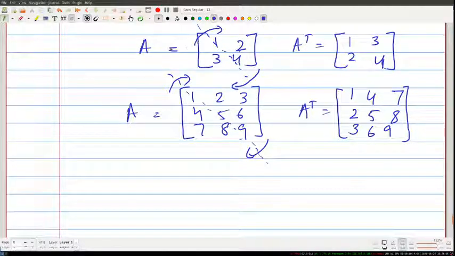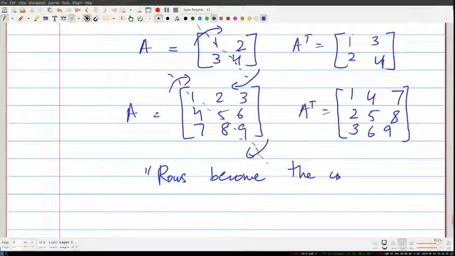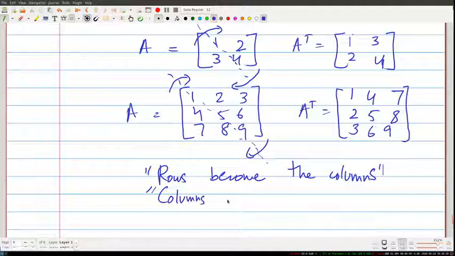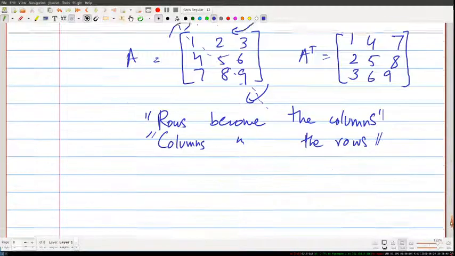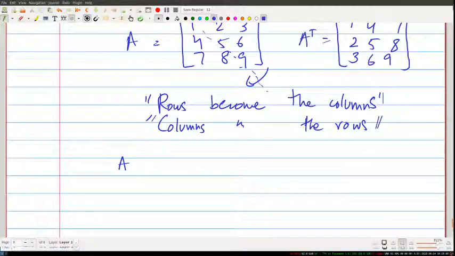Okay, and another way you can think about the transpose is that notice what the rows of the A matrix were. The rows were 1, 2, 3, 4. The columns of A transpose are 1, 2, 3, 4. So you can also say the rows become the columns. Or in other words, you can also say that the columns become the rows. So what were the columns of A? In this case, they were 147, 258, 369. The first column was 147. The first row is now 147. The second column was 258, the second row.